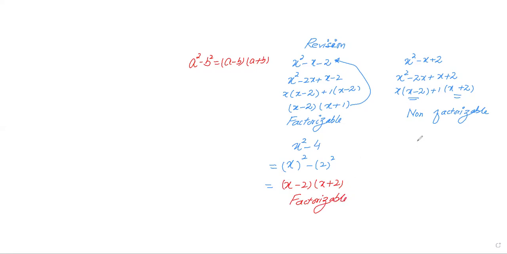But if you have a plus sign between any two squares, then it is called non-factorizable, because there is no formula, no method to make the factors of this expression. So that is the basic concept for type number 3. Now I will start type number 3.